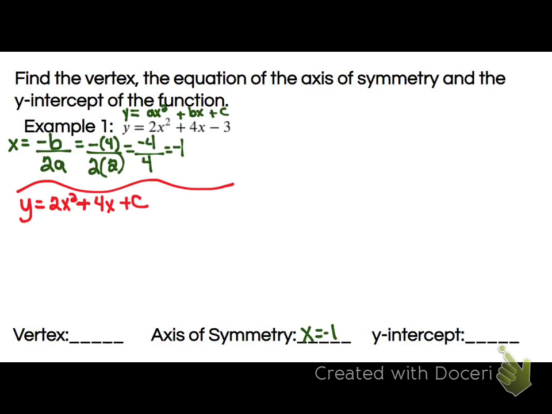Now, once I substitute for x, what am I solving for? If I substitute for x, what variable will I have? Y. So I'm going to have 2, what do I substitute for x, Riley? What does x equal? Negative 1. So plus 4, there's an x, so I'm going to substitute a negative 1, minus 3.